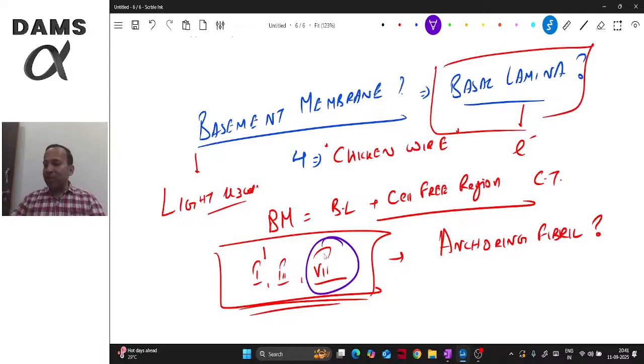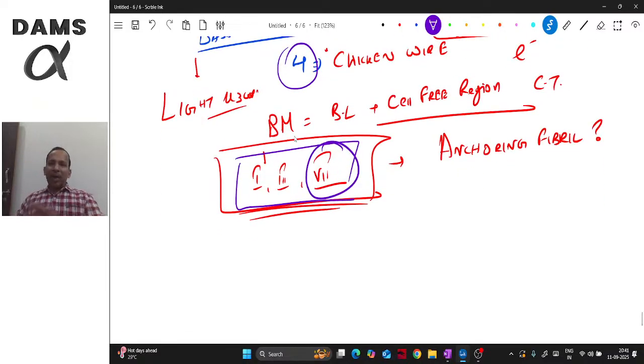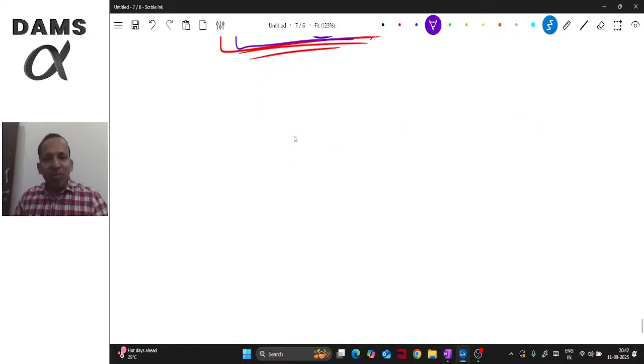So when you say basement membrane, we have 4 different types of collagen associated, isn't it? And when we say basal lamina, then it is only type 4 collagen, right? I have told you about basal lamina, I have told you about basement membrane, maybe in brief. I am going to ask you a question now based on what we have just discussed.